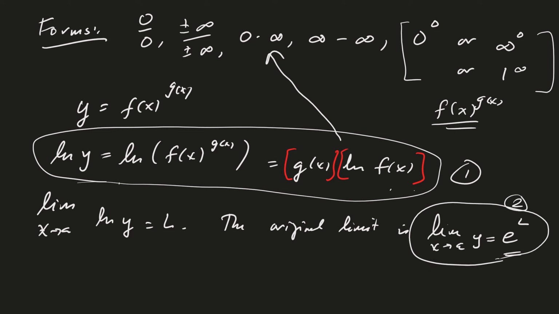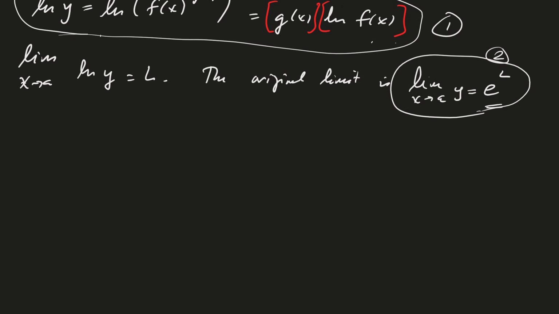Okay, so we'll try this out with an example. How about the limit as x goes to 0 of x to the x power? Now this is kind of interesting to think about, right? Because as x goes to 0, you could think of it two ways. 0 to any power is going to be 0, but any power to the 0 power is 1. So is it 0, or is it 1, or is it some other number?